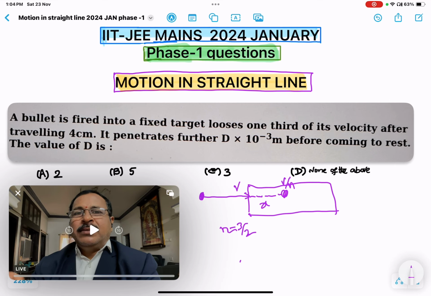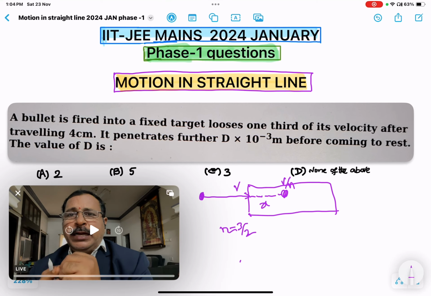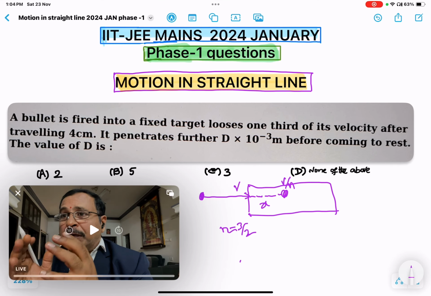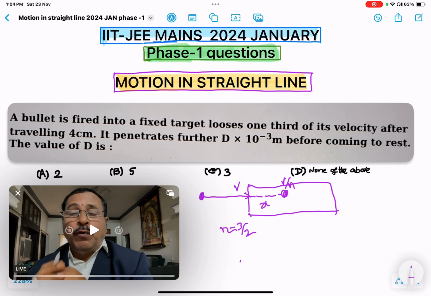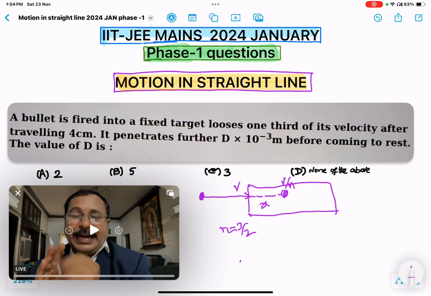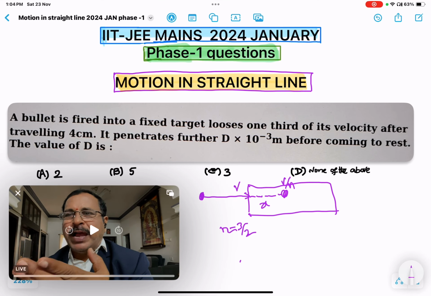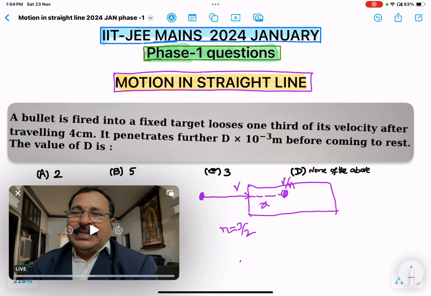My dear students, let us discuss the first question without wasting time. A bullet is fired into a fixed target, loses 1/3 of its velocity after traveling 4 centimeters. It penetrates a further distance of d into 10 power minus 3 meters before coming to rest. What is the value of d? That is the question. Options are given: 2, 5, 3 and none of the above. Now let us discuss the answer.